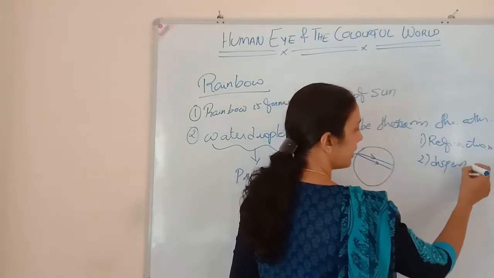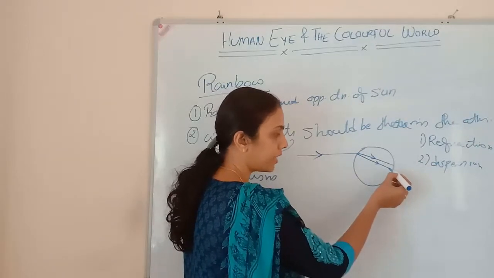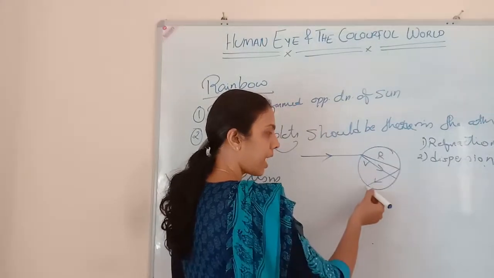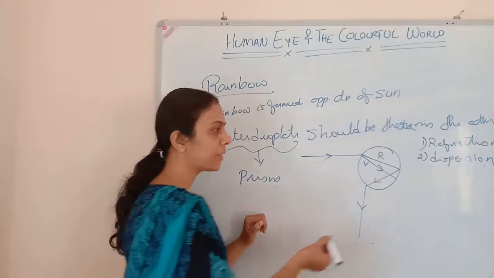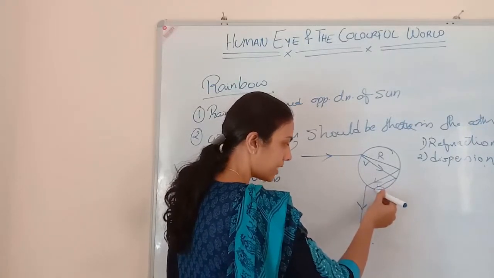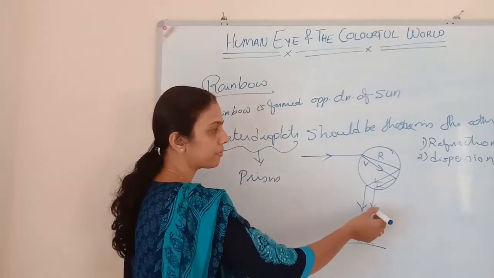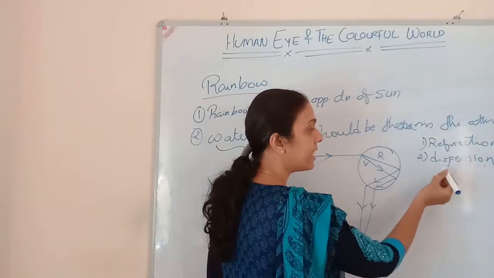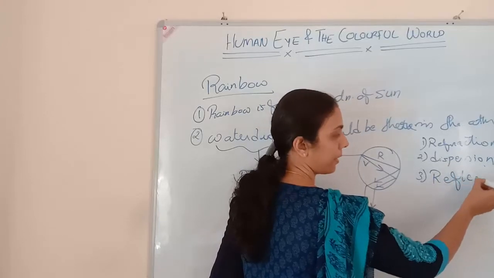Then when it is incident at a particular angle over here, it will get reflected. Again it will get refracted and come back over here, and here it will get refracted like this, and it will fall like this on the eye. Clear? This is how refraction, dispersion, and next reflection will happen.